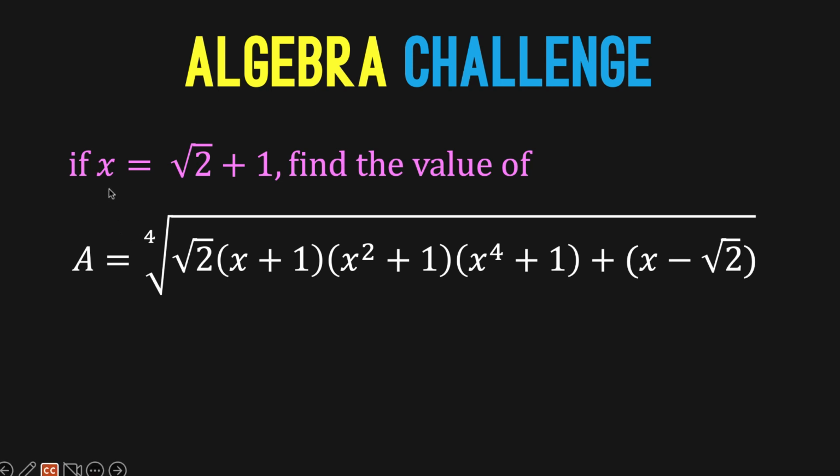Let's say x is equal to the square root of 2 plus 1. Find the value of a given that it is equal to the fourth root of the square root of 2 times the quantity x plus 1 times the quantity x squared plus 1 times the quantity x to the fourth plus 1 plus the quantity x minus square root of 2.